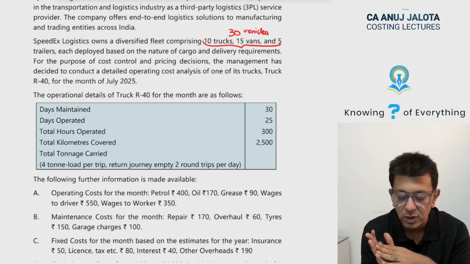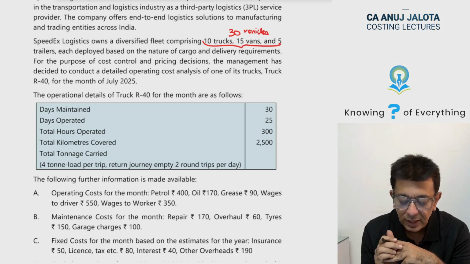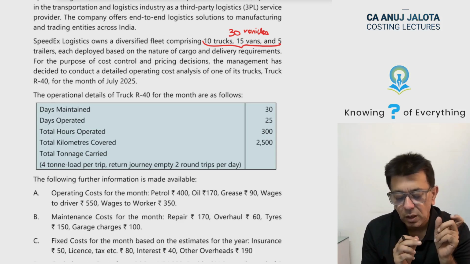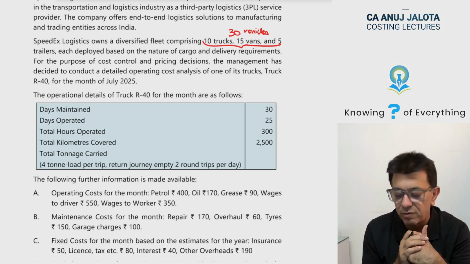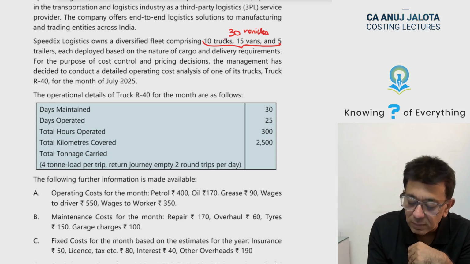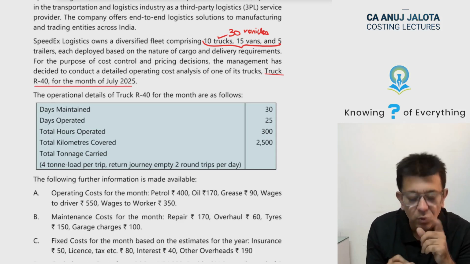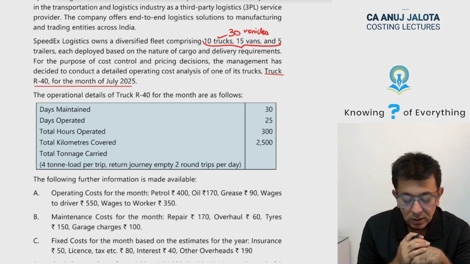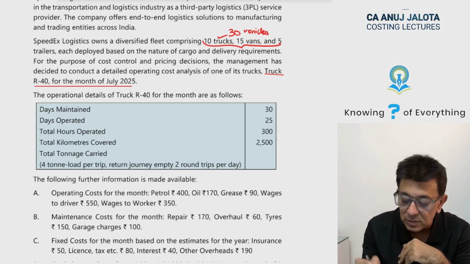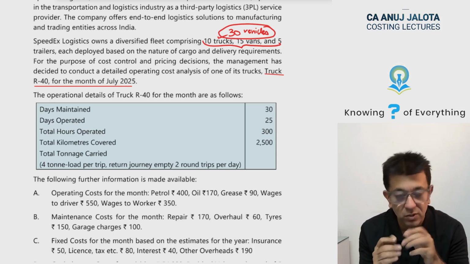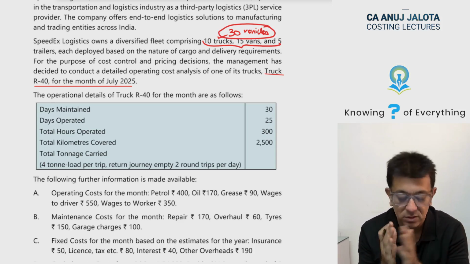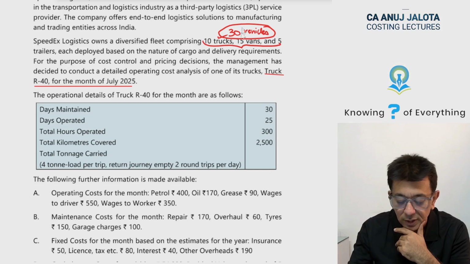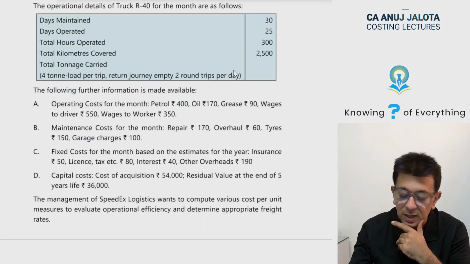For the purpose of control and pricing decisions, the management has decided to conduct a detailed operating cost analysis for one of its trucks, Truck R40. Please do remember, this question is all about this truck R40 and nothing else. Only about this truck R40. Further, this might not be of much use to me, because this question is all about one of the trucks. The operational details of R40 for the month are as follows.